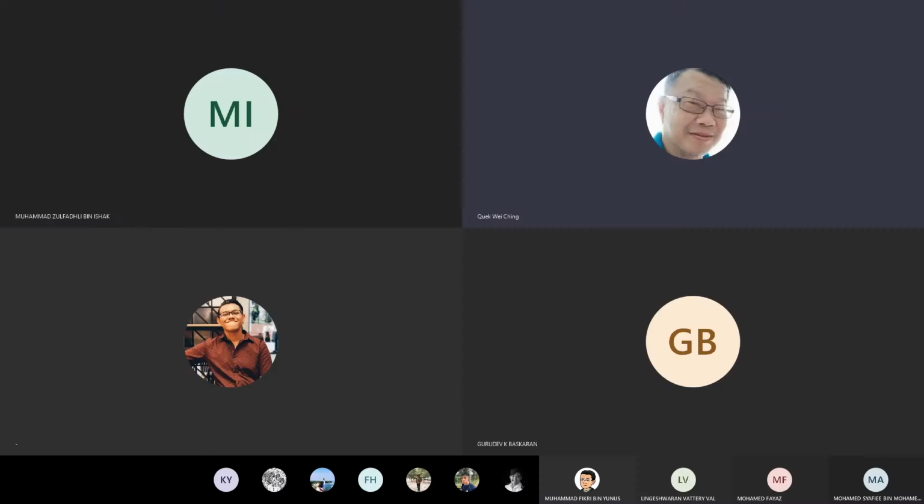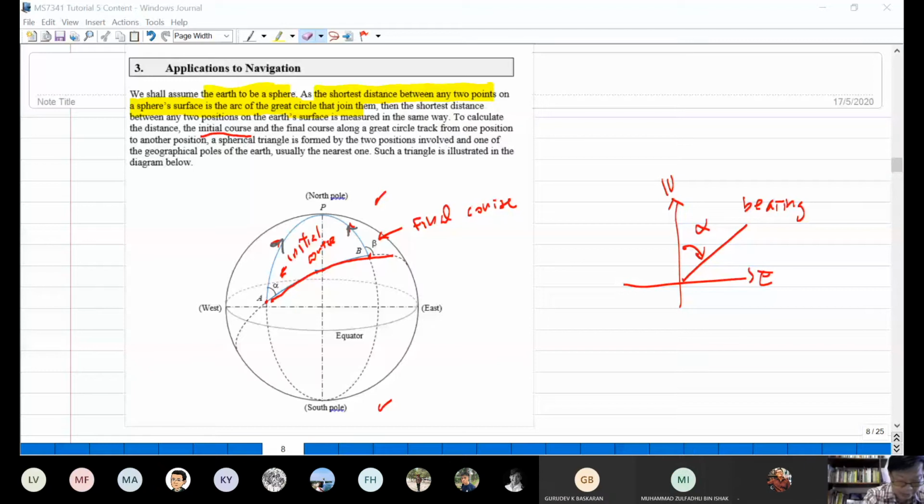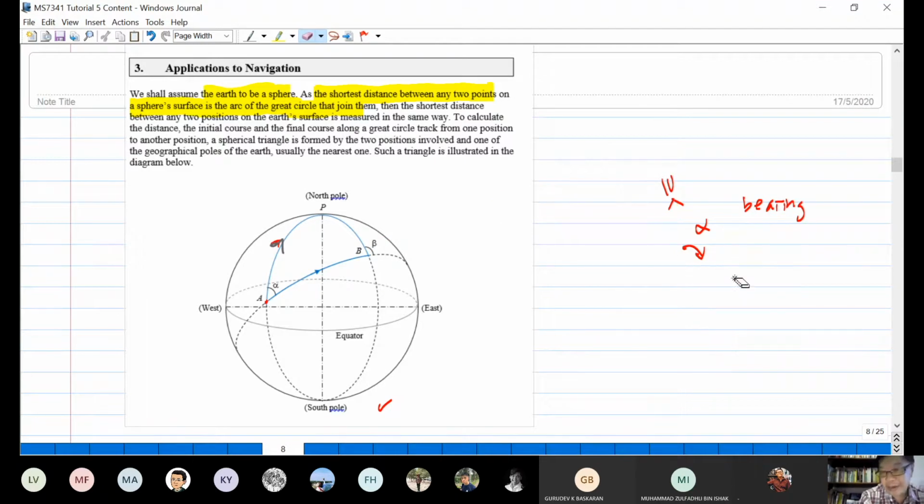All right, so let's go back. Okay, so I'm going to look at the application of whatever you learn, especially the spherical triangle in this case.